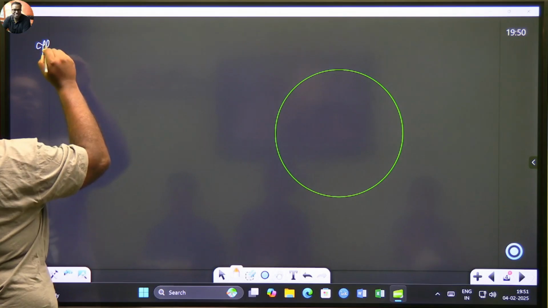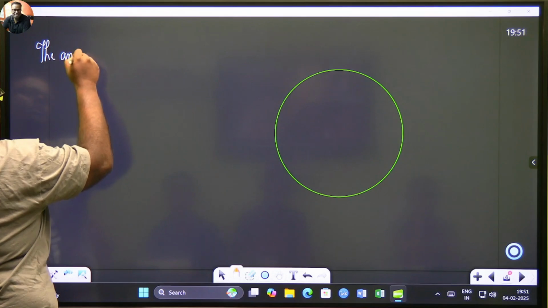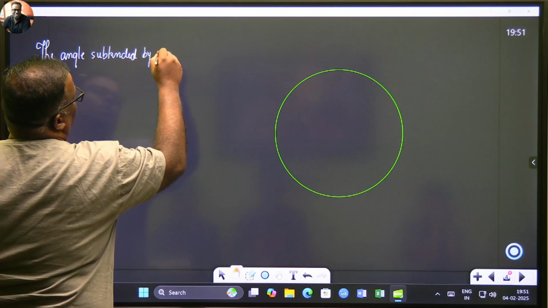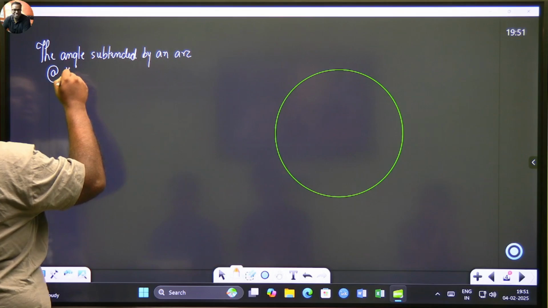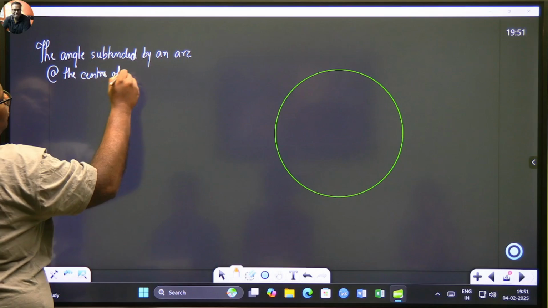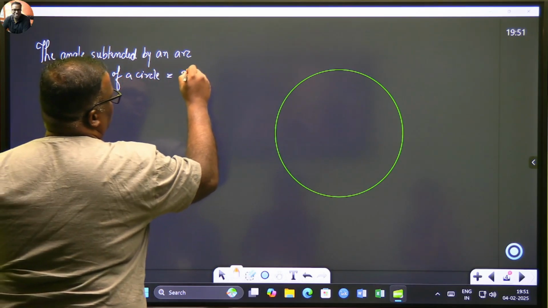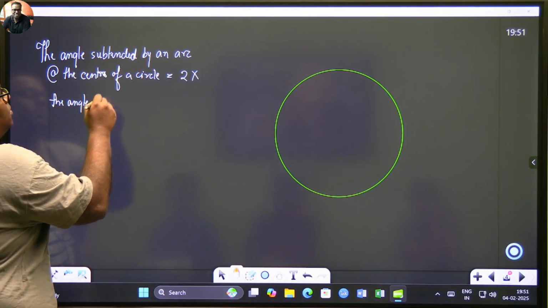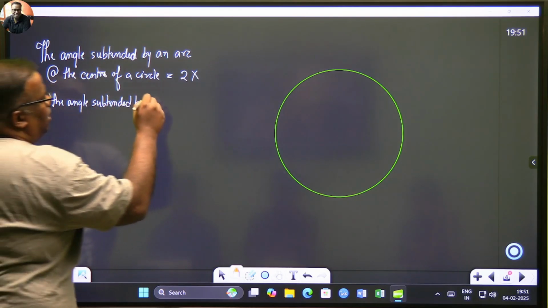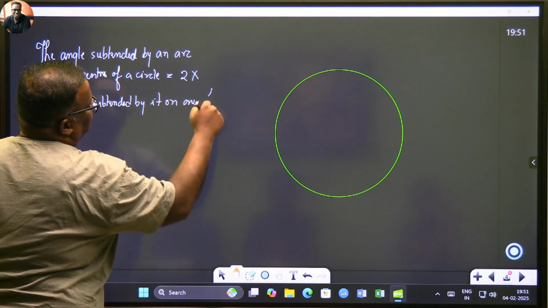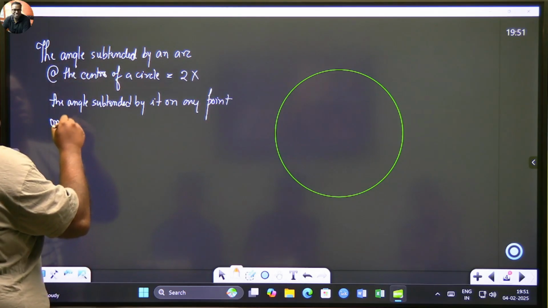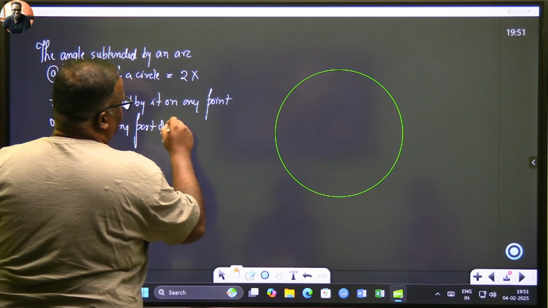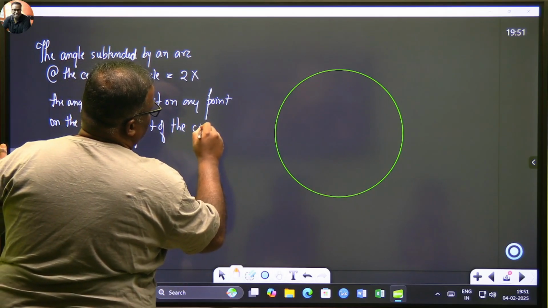My language may be different from your book, but they all mean the same. The angle subtended by an arc at the center of a circle is equal to twice the angle subtended by it on any point on the remaining part of the circumference.